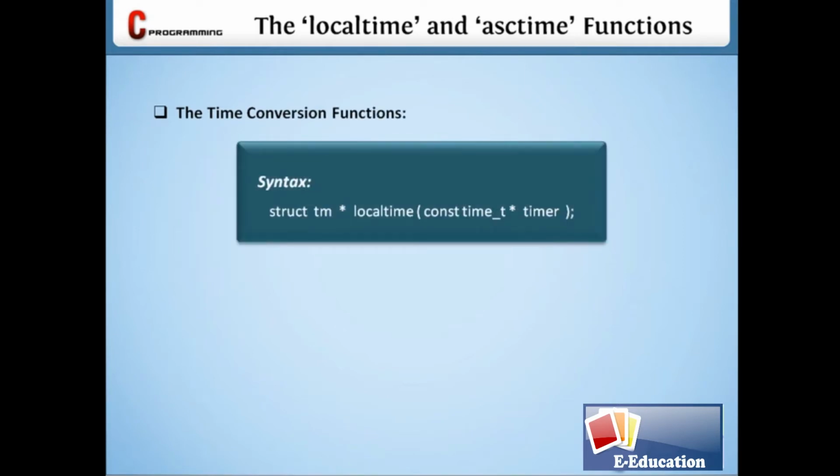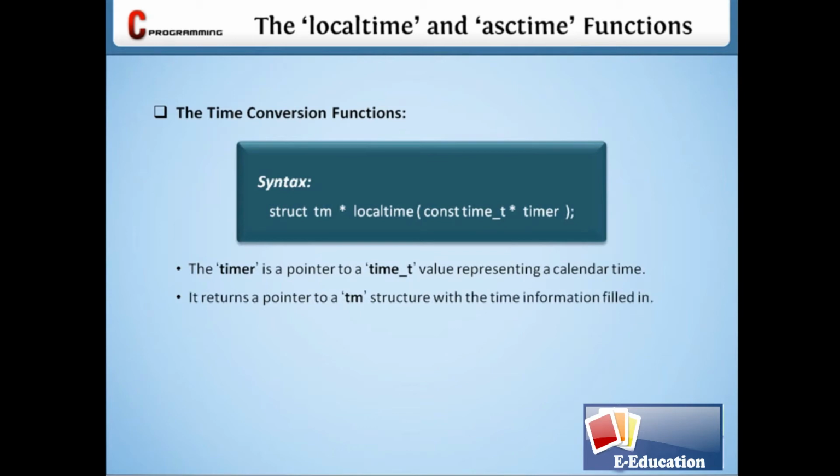This syntax uses the time pointed by timer to fill a tm structure with the values that represent the corresponding local time. The timer is a pointer to a time_t value representing a calendar time. And finally, it returns a pointer to a tm structure with the time information filled in.